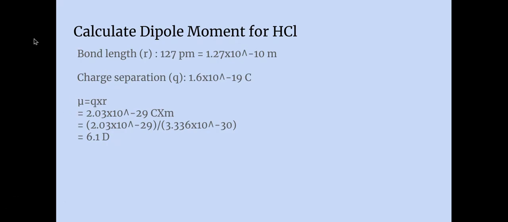The math for this is very simple, and you just multiply the two together, and that gave us 2.03 times 10 to the negative 29th coulombs times meters. But we always want to convert into debyes, so we'll convert by dividing by that constant. Then we got 6.1 as our dipole moment, and that is moving towards the chlorine atom, not the hydrogen.